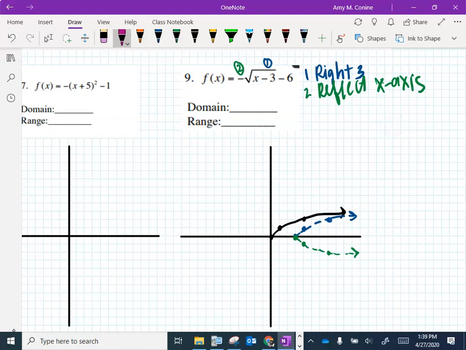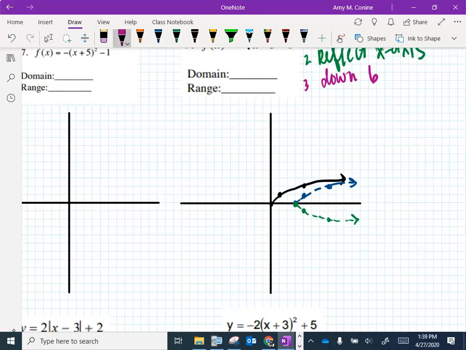And then I have my k, which is my last step here. I'm going to go down 6. So all these points are going to move down 6. So 1, 2, 3, 4, 5, 6. And then this is my final for my square root function.